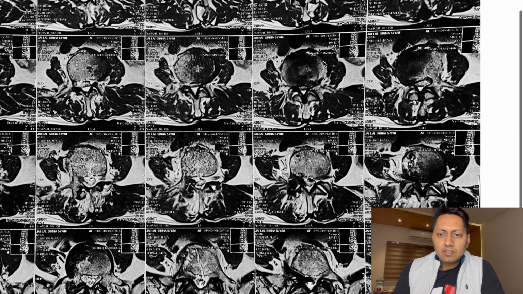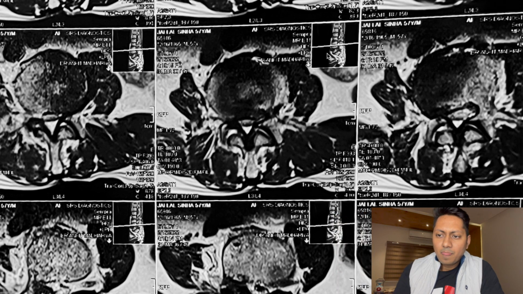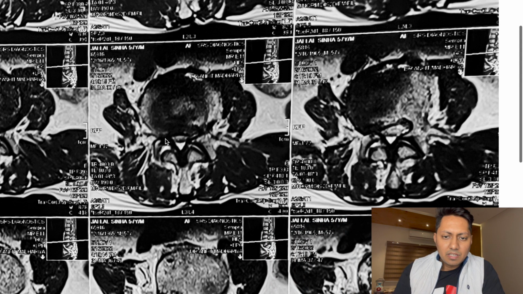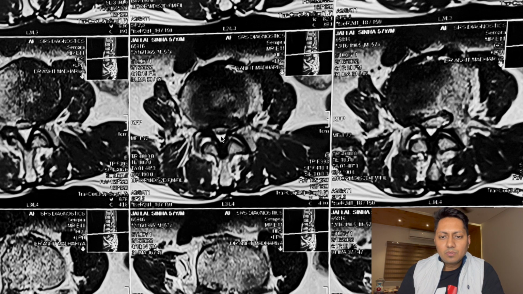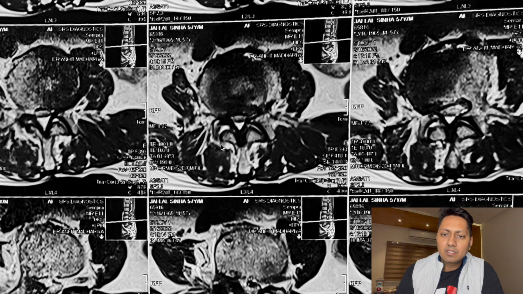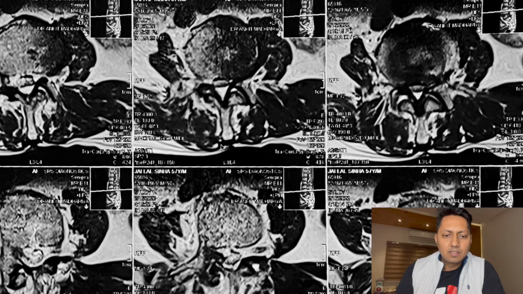In the axial cuts over here you can see this is the L3 L4 level. Over here you can see there is a bulging disc, there's a lot of hypertrophied ligament over here, and on the right side there's a little bit of compression. So we'll just have to remove this bulging disc to decompress this area. So our traversing L4 nerve root over here would be decompressed by just removing that bulging disc.